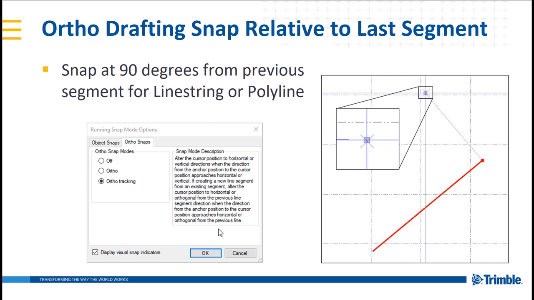We've added an ortho draft snap relative to the last segment. So as you're drafting a line in TBC with this snap turned on, the ortho tracking shown on the left gives you a magnetic cursor change, a visual indicator of when your cursor is placed where it would create a 90-degree segment from the previous segment created. They're shown on the right, in the inset blown-up view in the right screenshot.